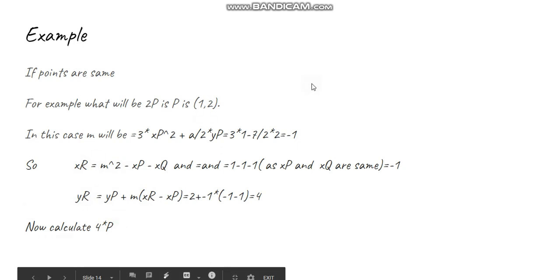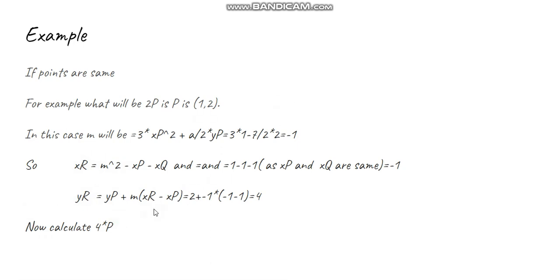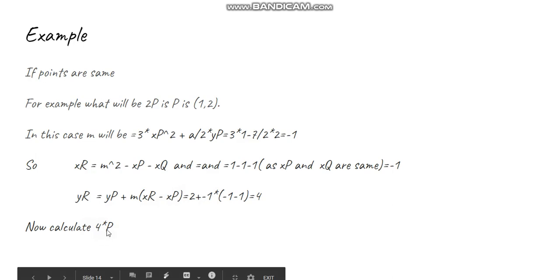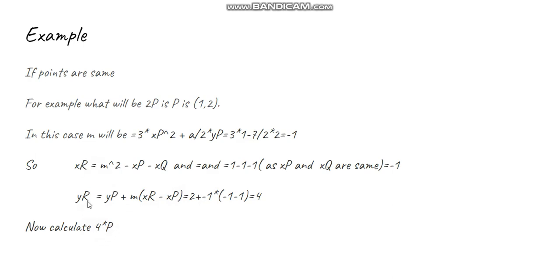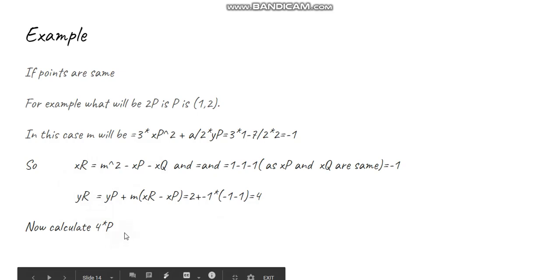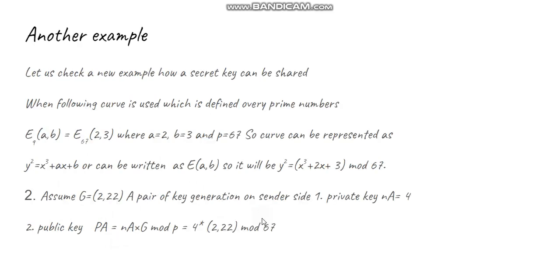So R is representing 2 times P. If you want to calculate 4 into P, again you have to add R with R. So there is no shortcut. If you want to calculate 5 into P, what you have to do? First you need to calculate 4P, then you have to add P to it.